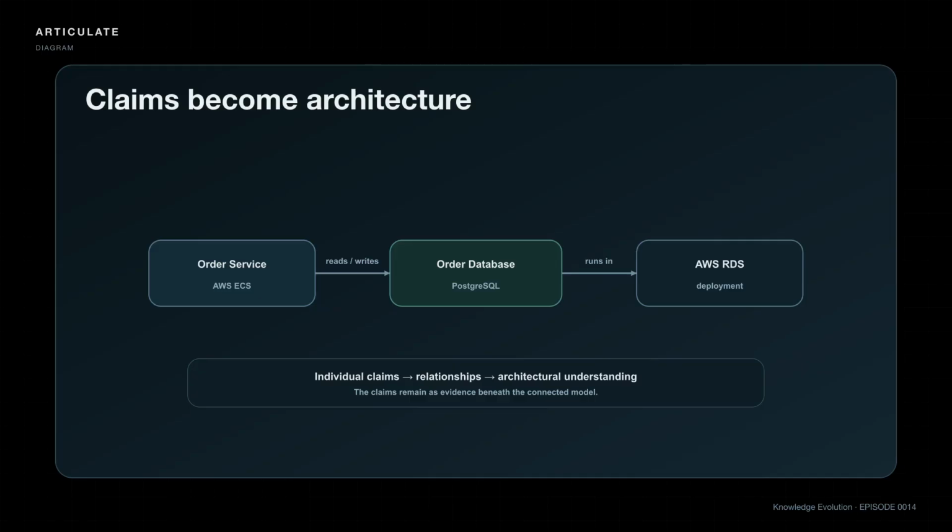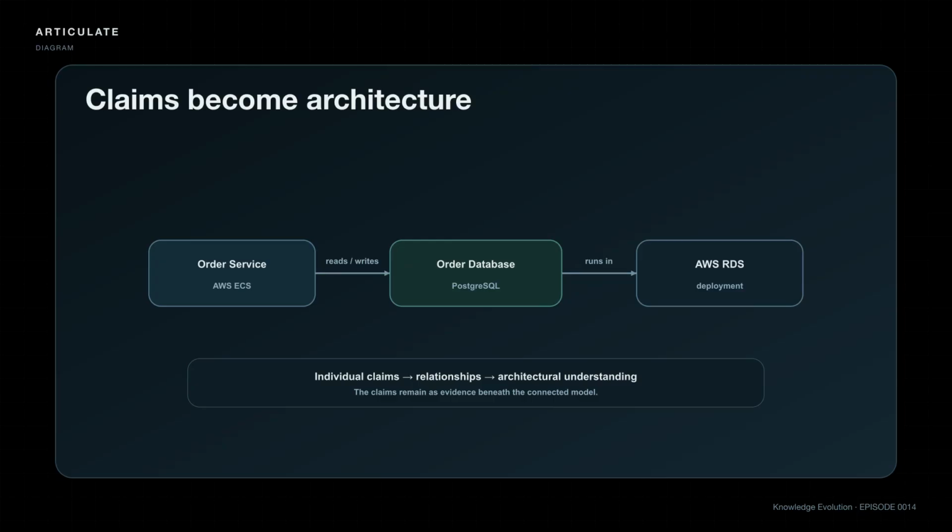There's one important distinction. Articulate isn't ultimately going to present architects with thousands of disconnected claims. Claims are the assertions underneath the architectural understanding. Imagine Articulate has accepted these claims. Order service runs in AWS ECS. Order service reads and writes to the order database. The order database is PostgreSQL, and the order database runs in AWS RDS.